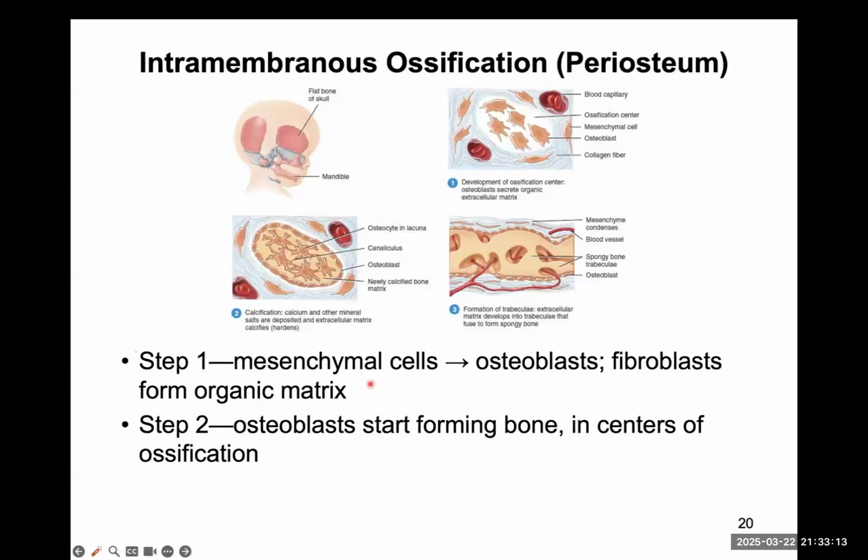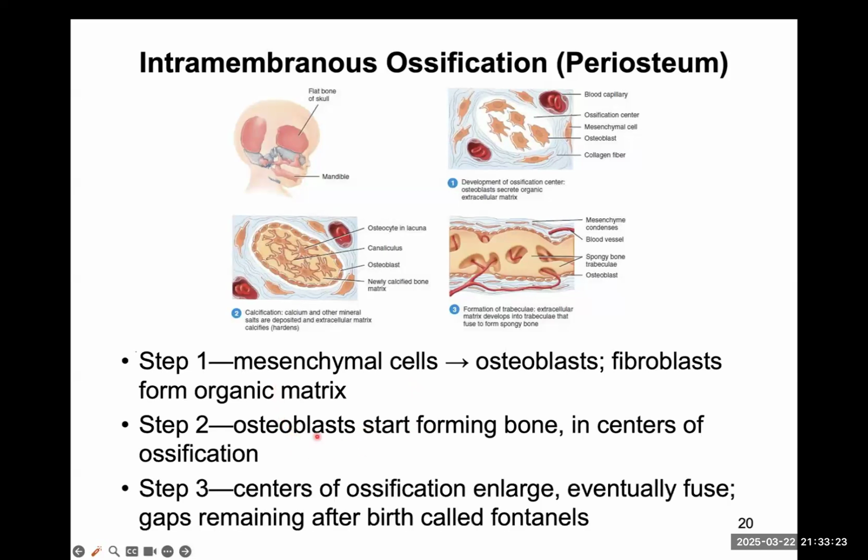So you have these mesenchymal cells, osteoblasts, fibroblasts, they are forming organic matrix. And then the osteoblasts start to form bone in centers of ossification. And then centers of ossification enlarge, eventually fuse, and gaps remaining after birth are called fontanelles. And we're talking about a fetal skull here.